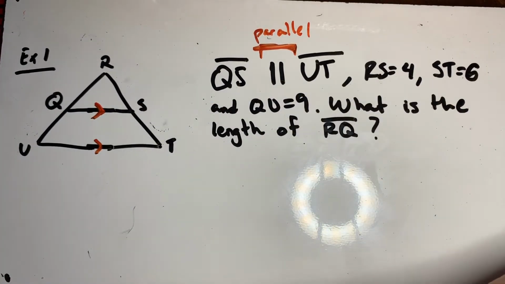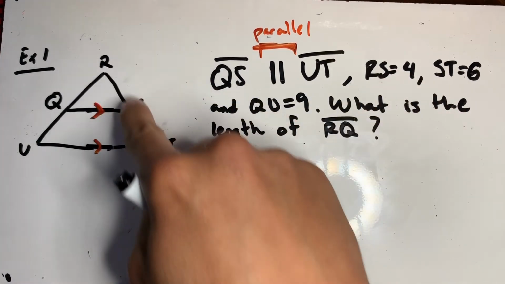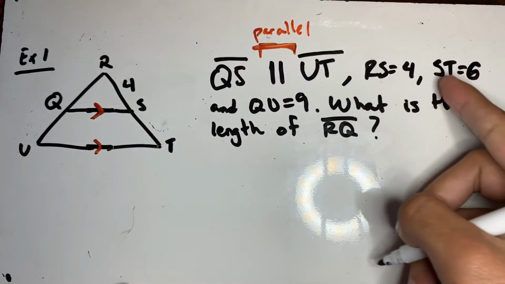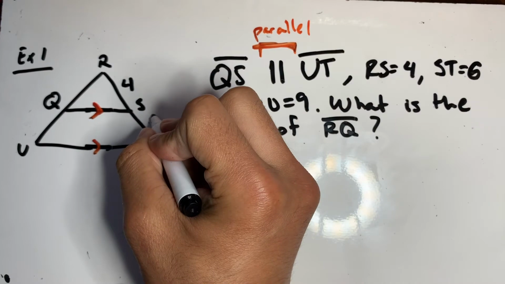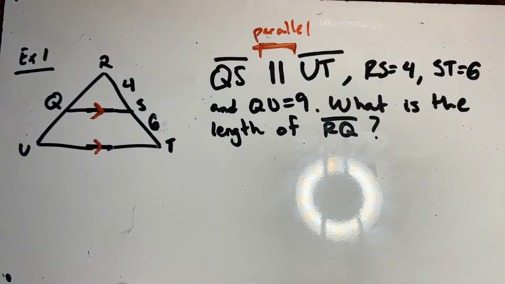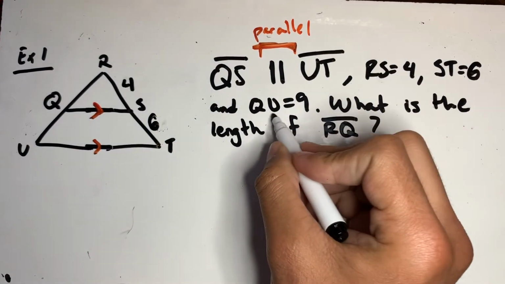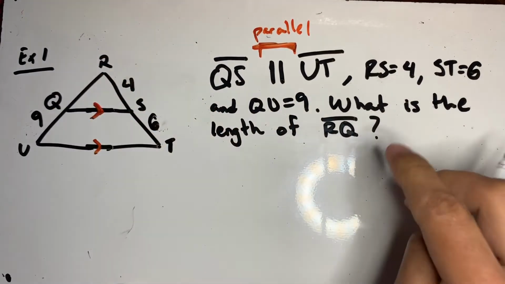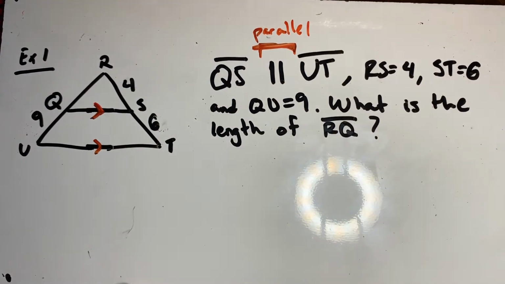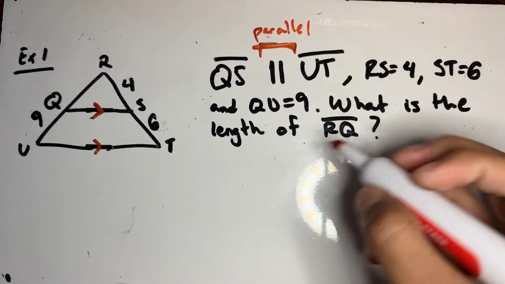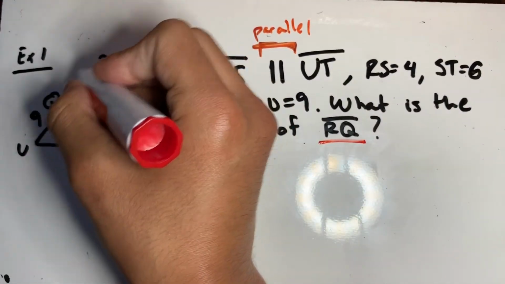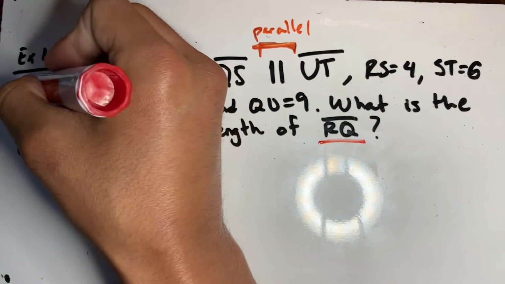Then they go on to tell us that RS equals 4. So RS, this segment right here, is equal to 4. And then ST is equal to 6. And then QU is equal to 9. What is the length of RQ? So what we're trying to find is this length. So RQ would be from here to here. This is RQ.